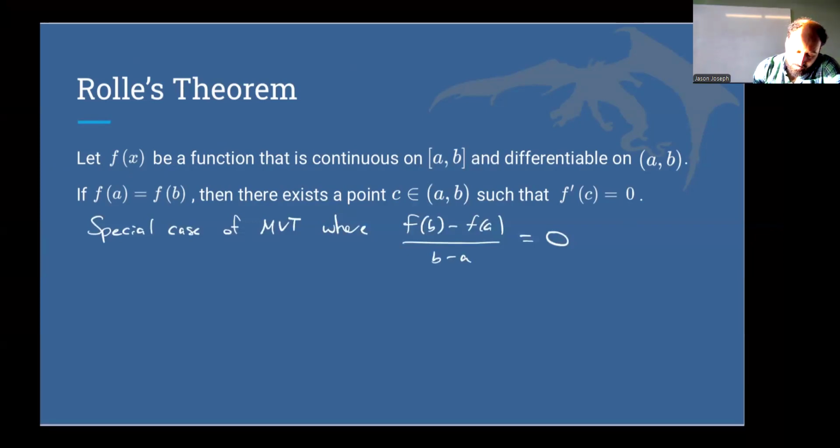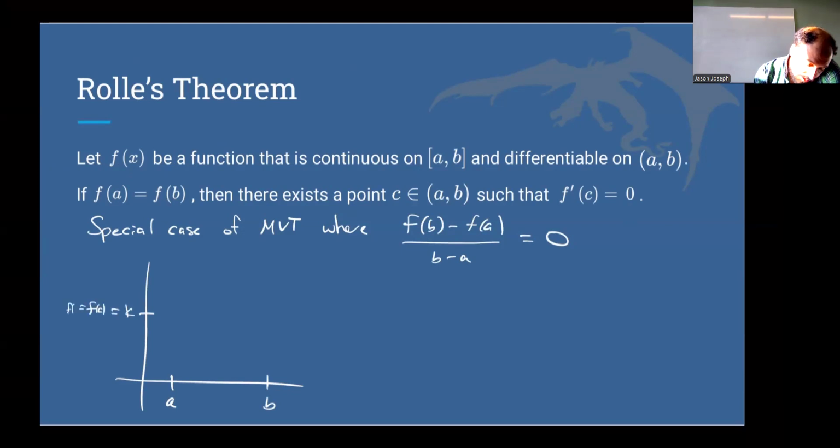So this is just sort of an easier statement to apply calculus to, and I can give a very quick explanation of how that goes. If this is our value k, which is both f of a and f of b, it means we have these 2 points on our graph, and we have a differentiable function in between these 2 points, and we're trying to assert that there must be a point c where the derivative equals 0.